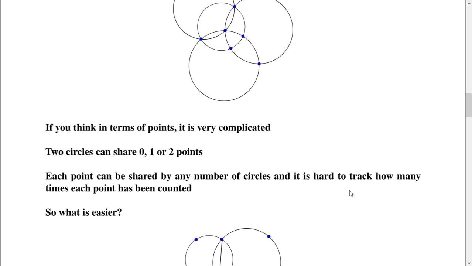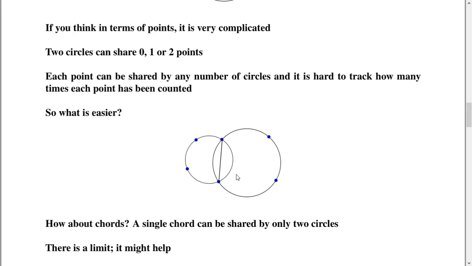So what is less complicated? How about chords? We know that a single chord can be shared by at most 2 circles, unlike points, right? And since there's a limit on the number of circles that can share a chord, hopefully this will make our problem a bit easier.